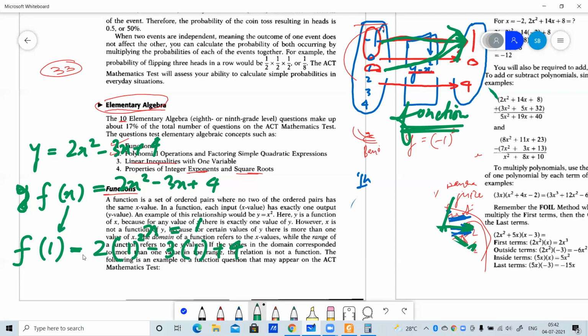And you got the equation from where? This is just my example. Okay, so just plug it in. Plug it in, that's it.